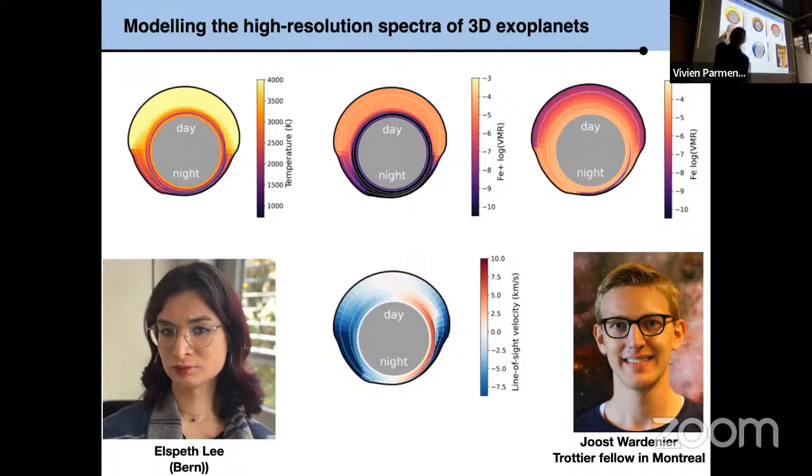And that's what the GCM usually looks like. This is the day side, night side, this is the temperature field. This is the iron plus, this is the iron abundance. Iron plus is obviously more present on the day side because that's where you get ionized. Iron has a slightly more even distribution. This is the wind speed. We get up to 8 to 10 kilometers per second, predicted by the GCM for this planet.